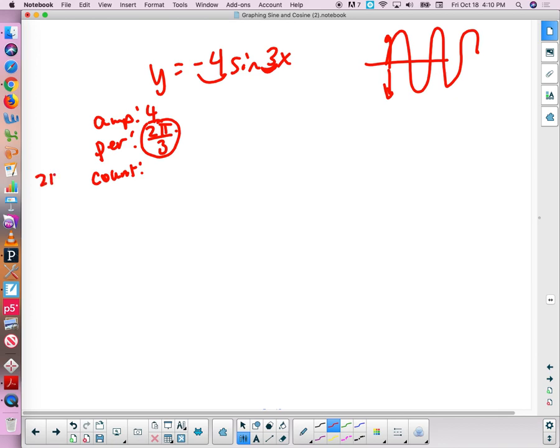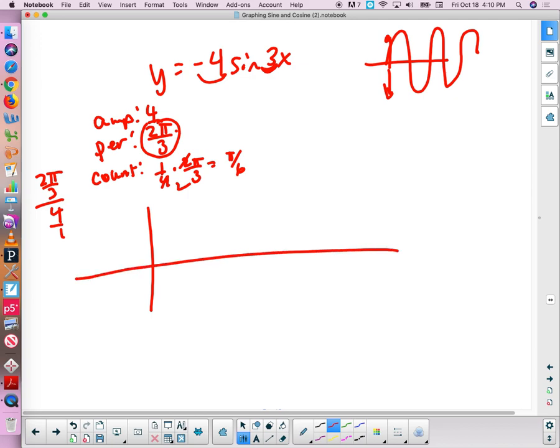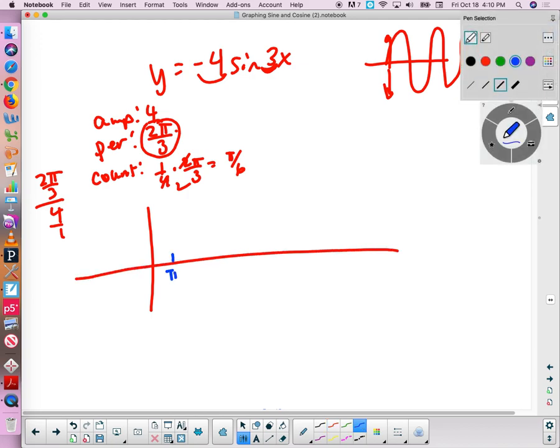It's kind of messy to say 2 pi over 3 divided by 4. So instead of dividing it by 4, I'm going to multiply it by 1/4. I'm going to cut it into fourths. All right, so that gives me pi over 6. Watch me count by pi over 6's. So I'm going to go pi over 6, 2 pi over 6, 3 pi over 6, 4 pi over 6.